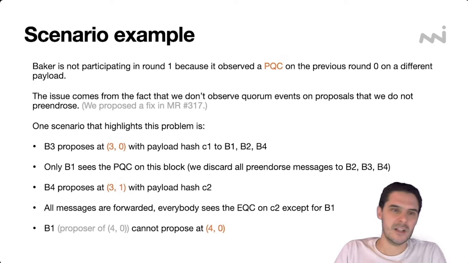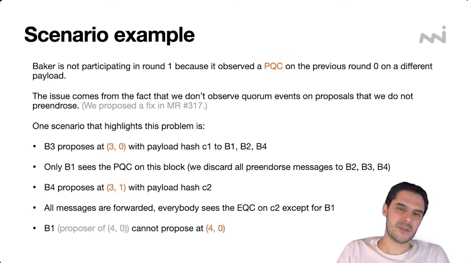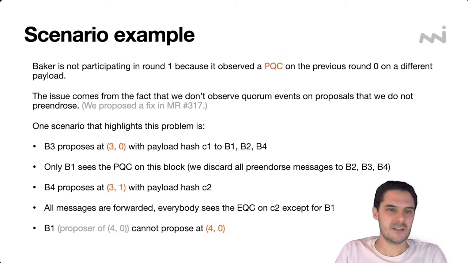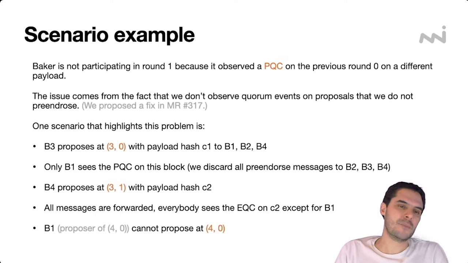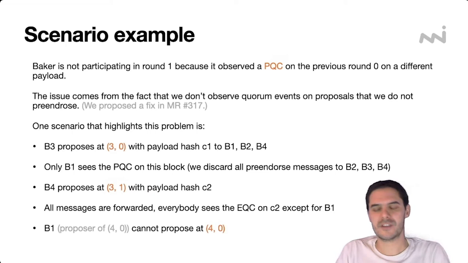and the announcement quorum. So all messages now are forwarded to everybody, which is the endorsement quorum, the EQC, on C2, except for B1, because B1 will not look for this endorsement quorum, even though it receives the endorsement from the other nodes. And in our scenario, B1 happens to be the producer, the proposer of level 4, round 0, but it cannot propose here because it did not see the endorsement quorum. I said we have a scenario that can showcase this, so we will show it.